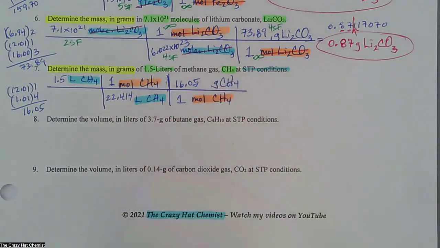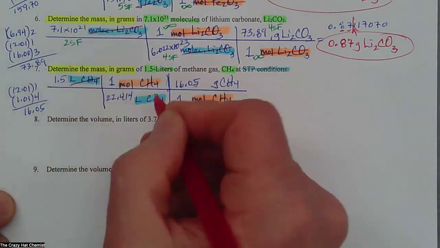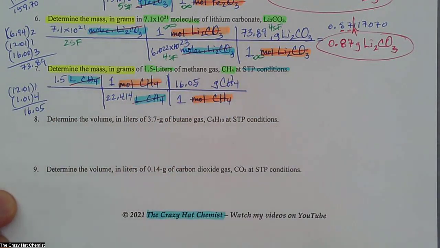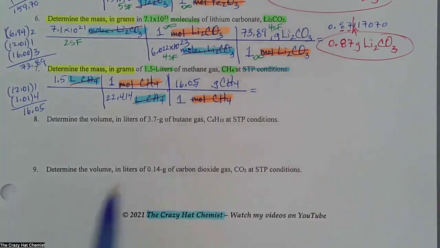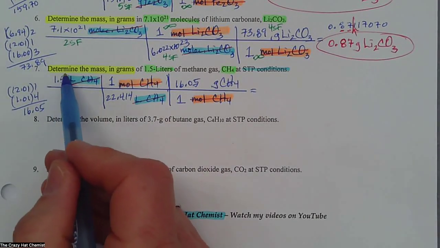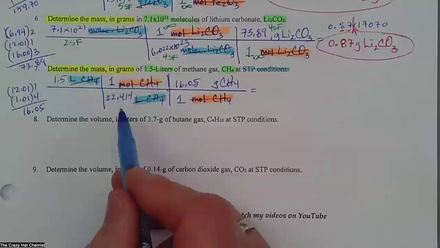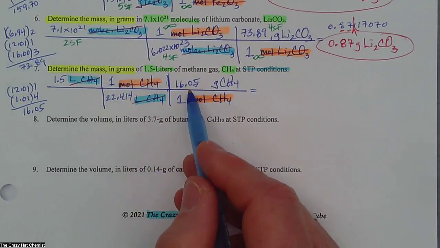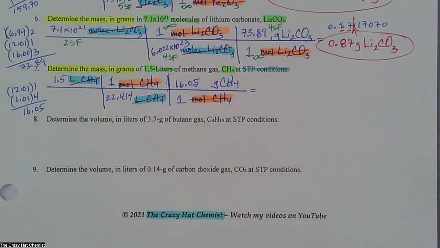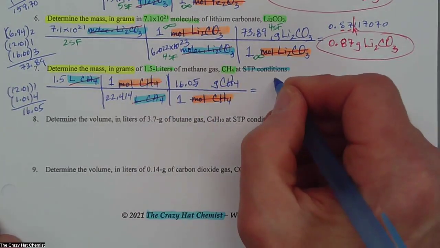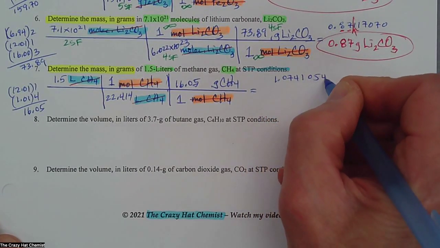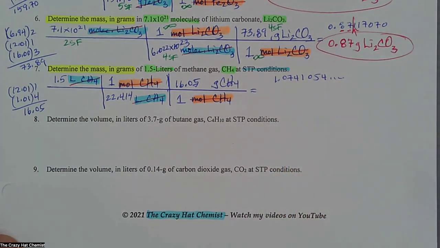16.05 for methane. In order for this whole process to work, you should see that the liters of methane cancel out from numerator to denominator. Moles of methane cancel out from numerator to denominator. We're going to now get a number in our calculator, and it's 1.5 divided by 22.414 times 16.05. And I'm going to get this number in my calculator, 1.07411054. There are more numbers, but it doesn't really matter.